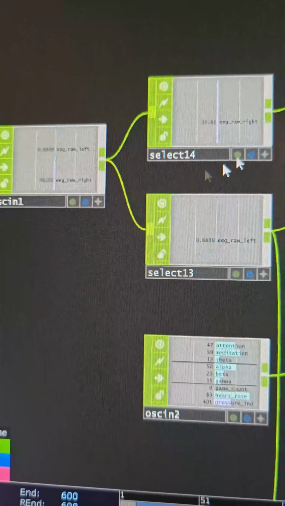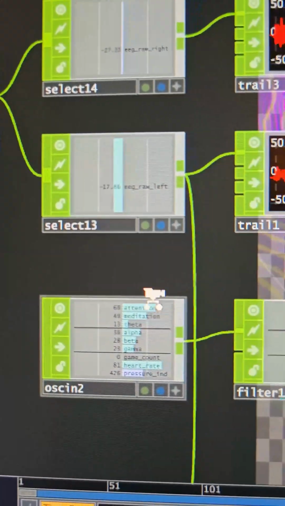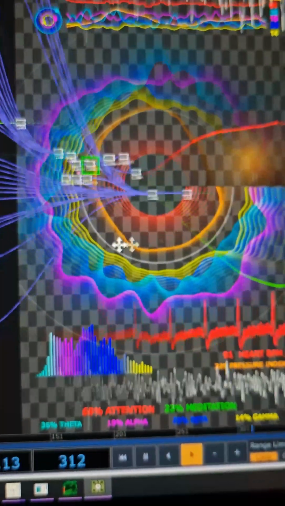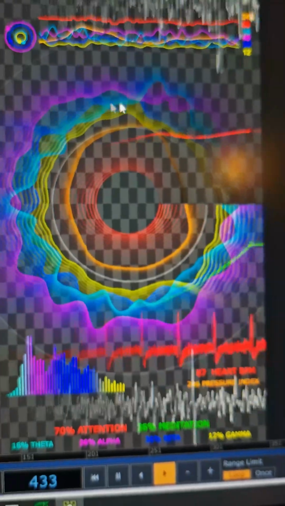Here we have an OSC receiver for our EEG data and its metrics, and the same for ECG data and metrics, and then several nodes to make an interesting representation of a neural membrane. It's basically the time dynamics of wave expression changes for 1 minute.